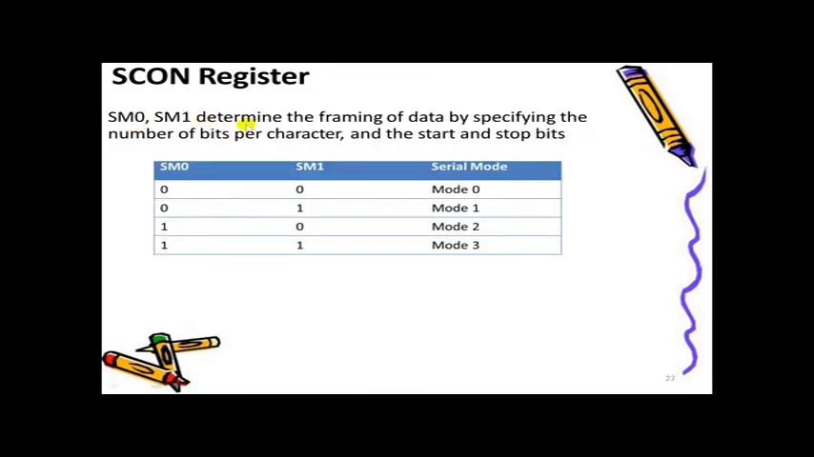SM0 and SM1 determine the framing of the data by specifying the number of bits per character and the start and stop bits. If SM0 and SM1 is 00, it is treated as mode 0. If it is 01, it is treated as mode 1. If it is 10, it is treated as mode 2. If it is 11, it is treated as mode 3.